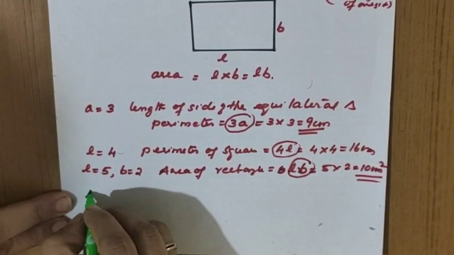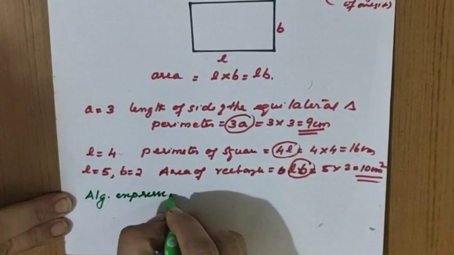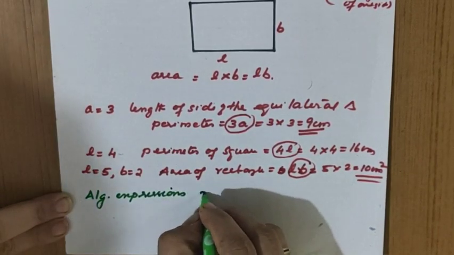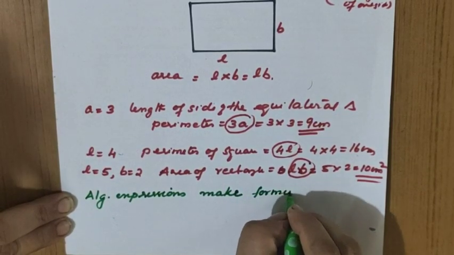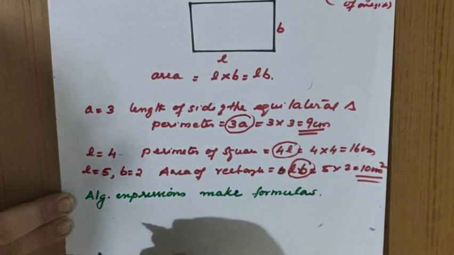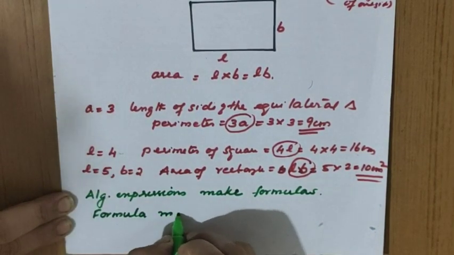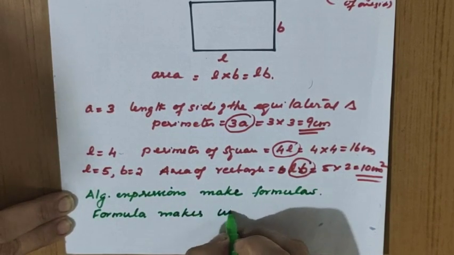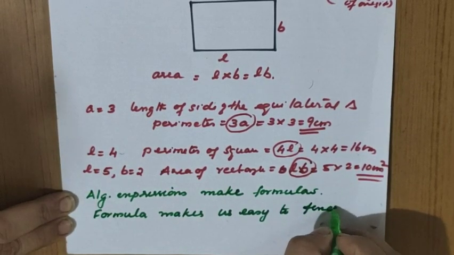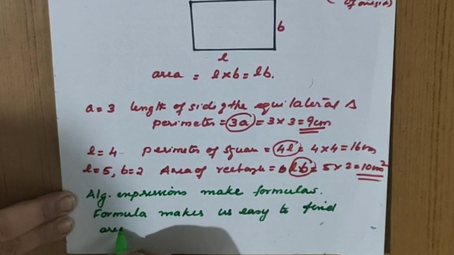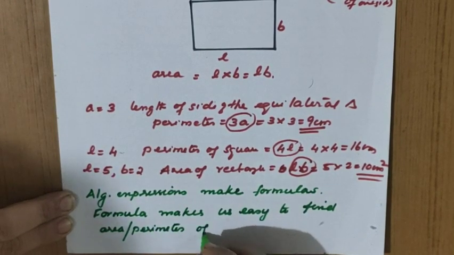What we learned from here is that algebraic expressions make formulas. In which way are formulas helping us? Formulas make it easy to find the area and perimeter of geometrical figures.